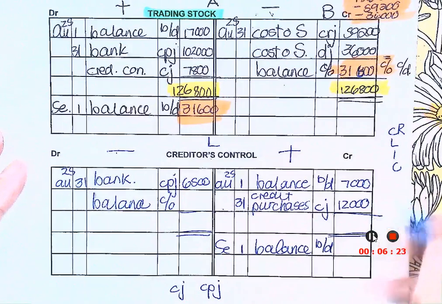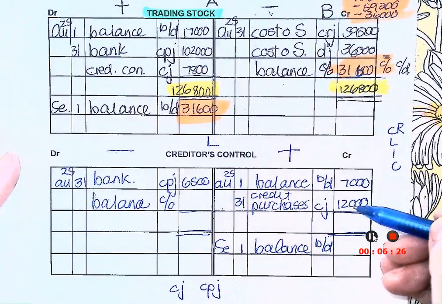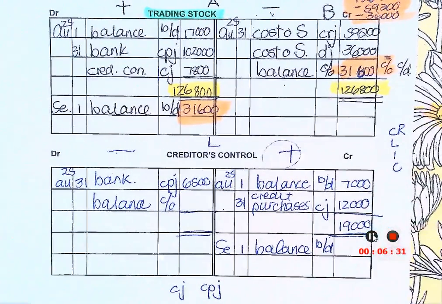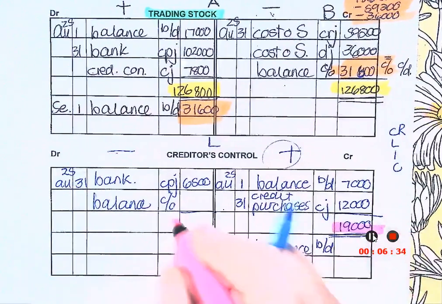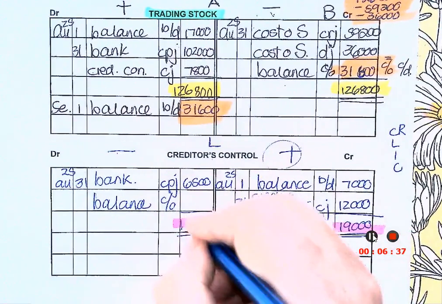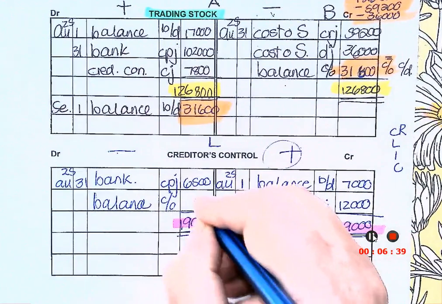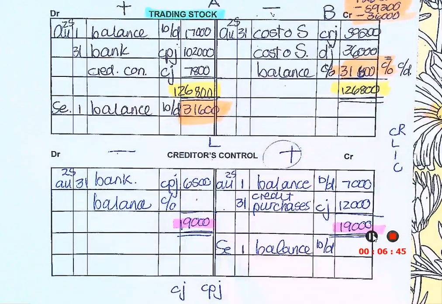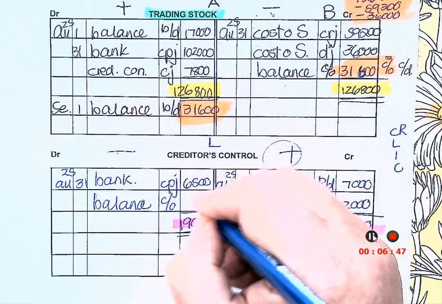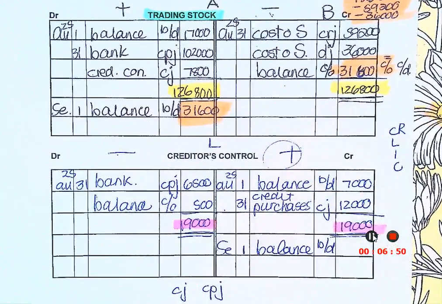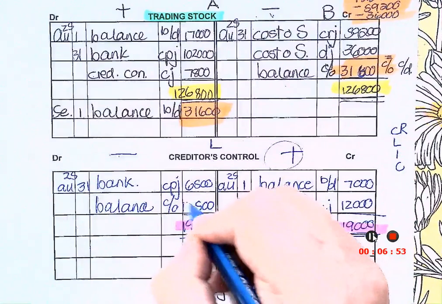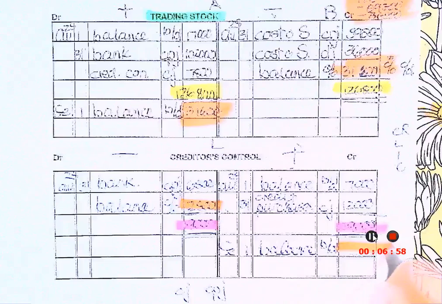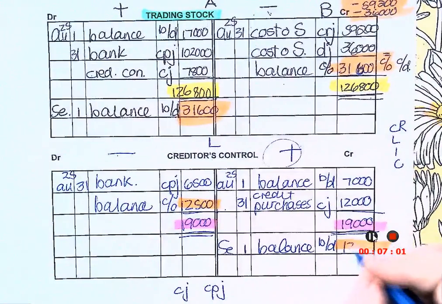So I say 7 plus 12, you see plus side, 19. That 19, I'm going to copy and paste on the opposite side. Then to get this one, I'm going to say 19 less 6.5, and it's going to give me what? 12,500. And that 12,500, I'm going to copy and paste it here. And now all of you have got full marks for that.